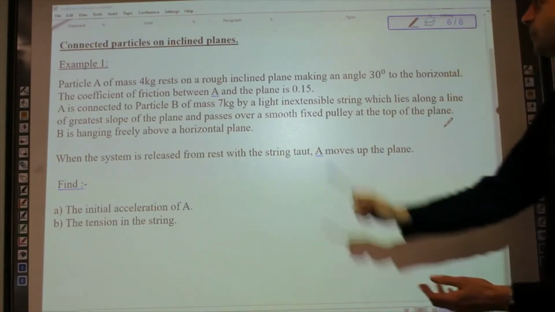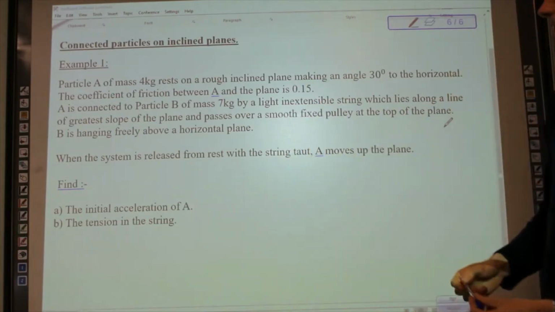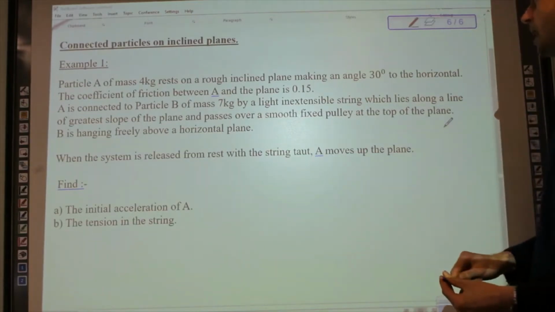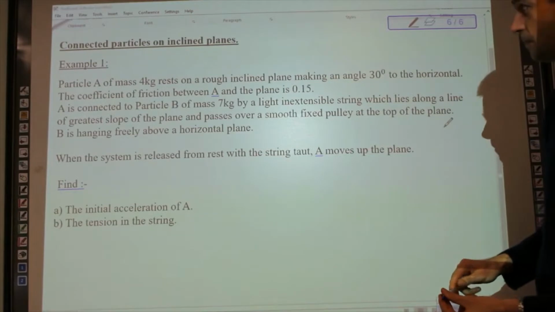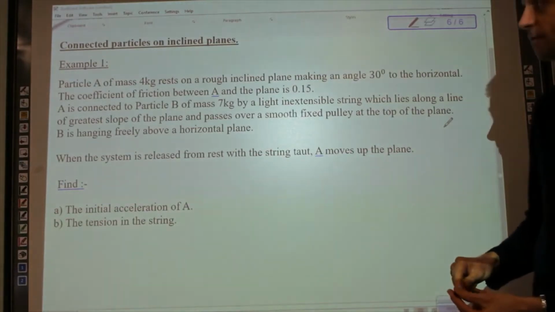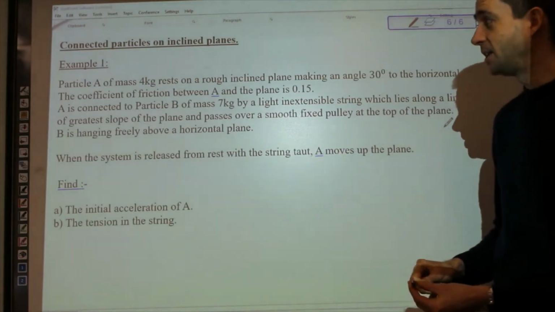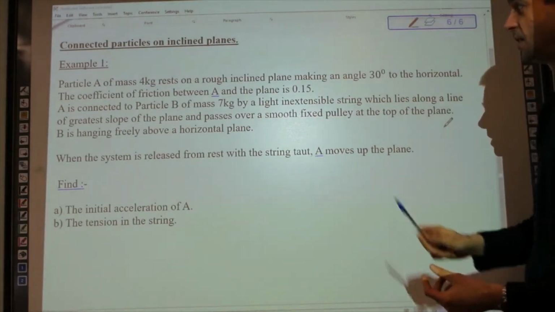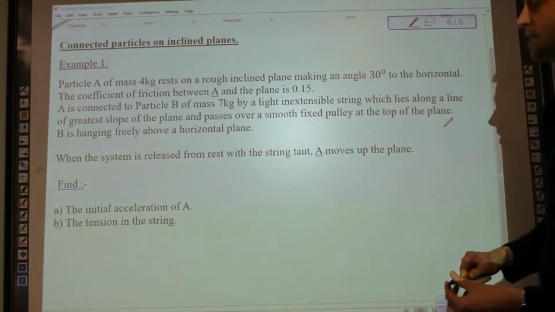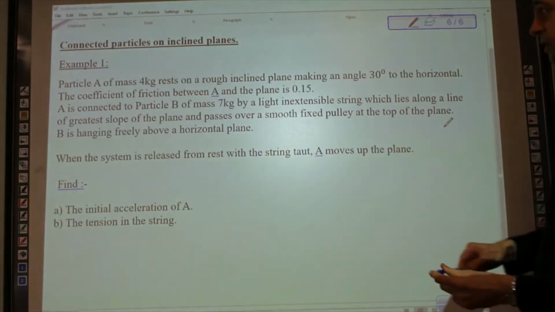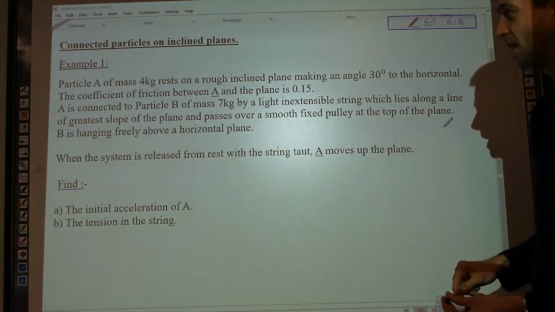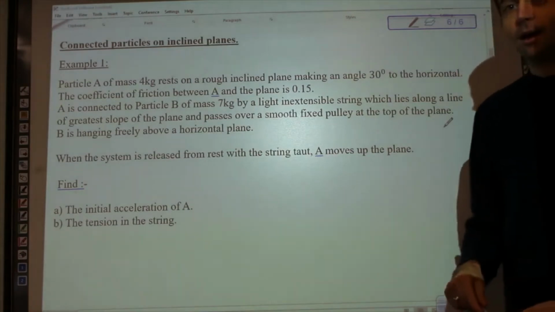Here we go. So we have particle A of mass 4 kilograms rests on a rough inclined plane making an angle 30 degrees to the horizontal. The coefficient of friction between A and the plane is 0.15. A is connected to particle B of mass 7 kilograms by a light inextensible string which lies along a line of greatest slope of the plane and passes over a smooth fixed pulley at the top of the plane. B is hanging freely above a horizontal plane. Oh my goodness me. Right.